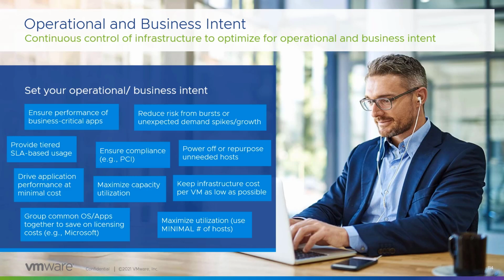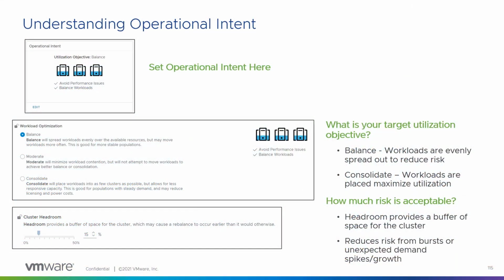Now let's take a quick look at how we configure that and why it's so easy to leverage inside of VROps. So you'll see a complete demo of these screens later, so I'm not going to go into too much detail of where they're coming from because you'll see them a little bit later. But the first thing we do is set operational intent. And setting operational intent really is 2 steps. It's 2 simple questions. What is your target utilization objective is question number 1.